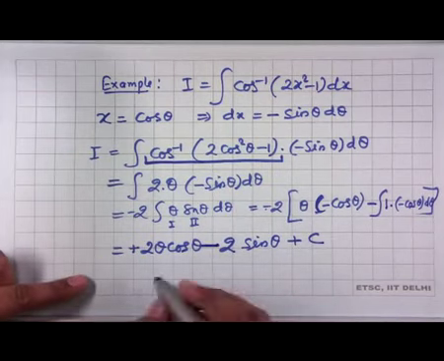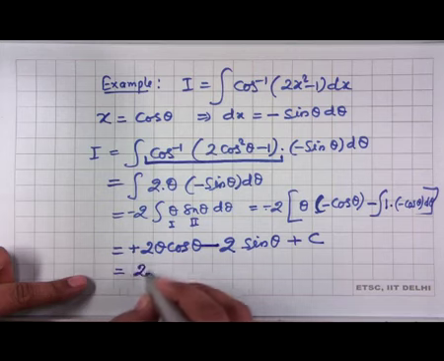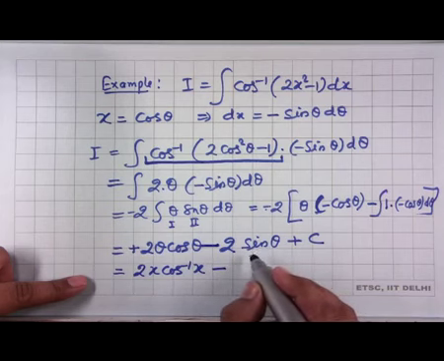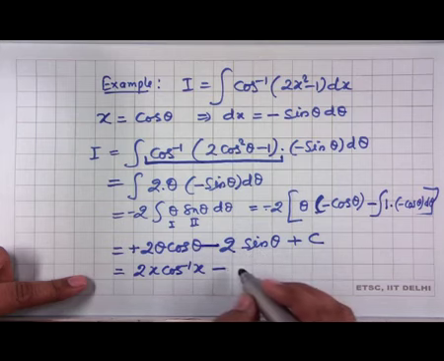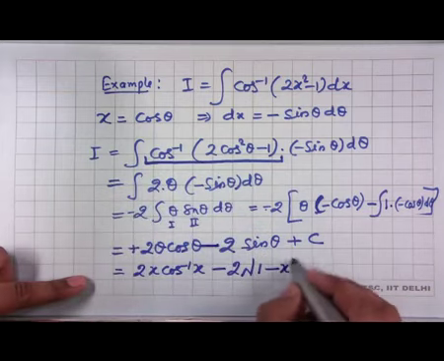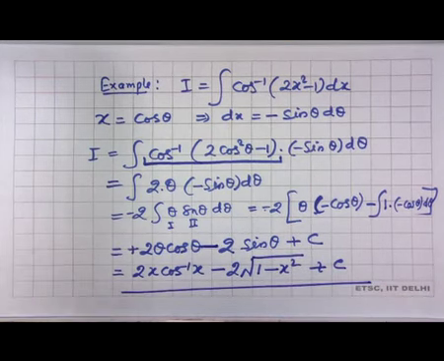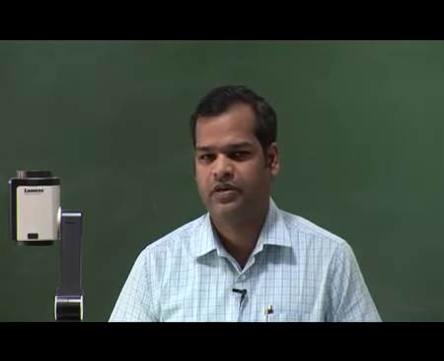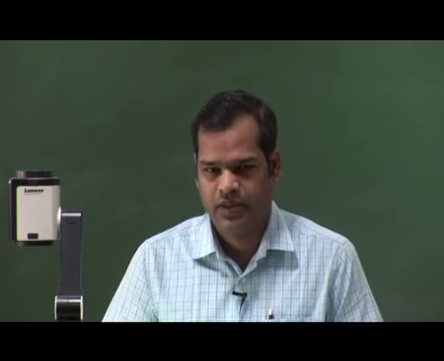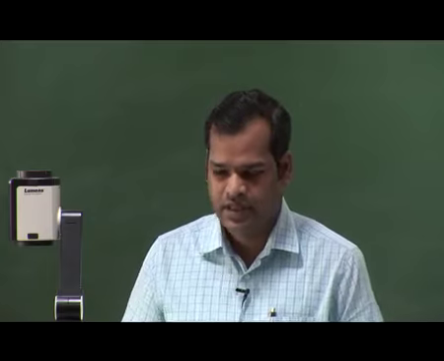So these substitutions now help us in getting back to the original value. Cos theta is x, and theta is equal to cos inverse x. So 2x cos inverse x from here, minus 2 sin theta. Sin theta will be square root of 1 minus cos square theta, so 2 square root of 1 minus x squared, plus a constant of integration. So when we are given inverse trigonometric functions, the substitution of one variable into the trigonometric function sometimes helps to convert the integrand into another simpler form which we can easily evaluate. We will see this further in some more examples.